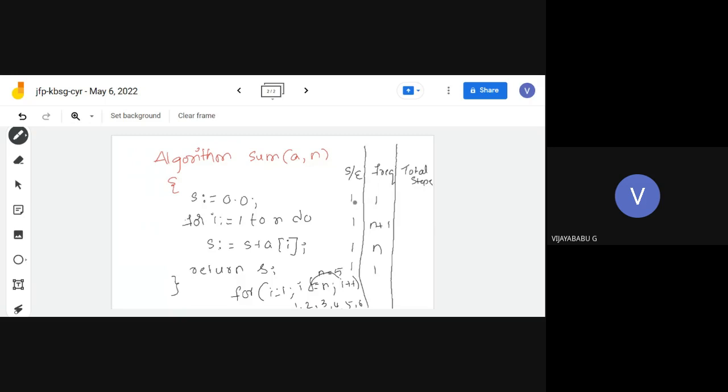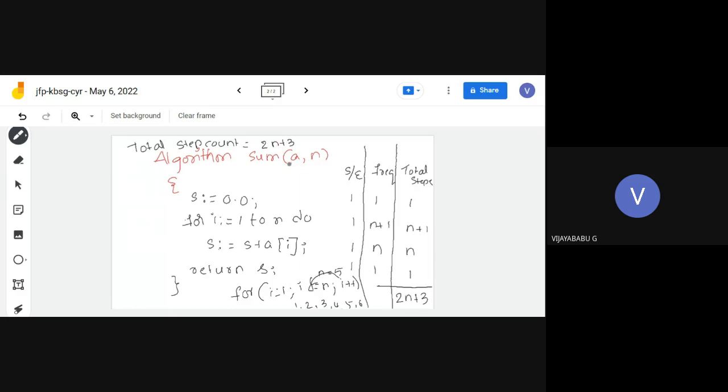So steps for execution, frequency. So this is 1 into 1, 1 into n plus 1, 1 into n, 1. So total it is 2n plus 3. That is the total step count for this one. Total step count is equal to 2n plus 3.